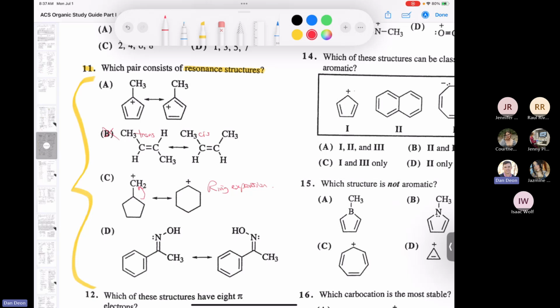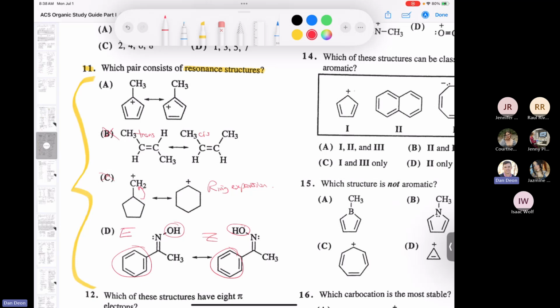What about D? Would D be resonance forms? In D, you can see the hydroxyl and the phenyl are on opposite sides, so this is an E alkene, and in this one they're on the same side, so this is a Z alkene. So those aren't resonance forms either. It's actually A that has the two resonance forms, okay?